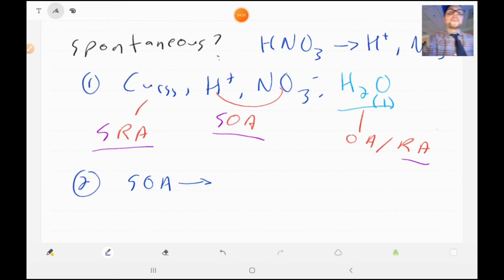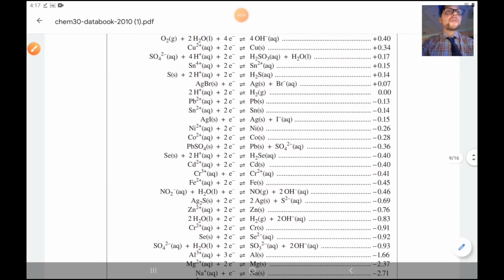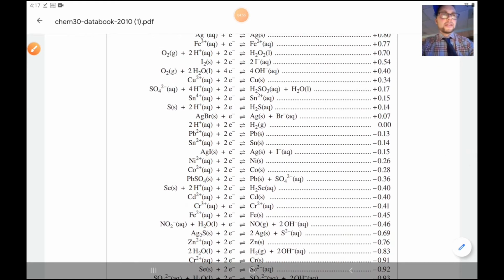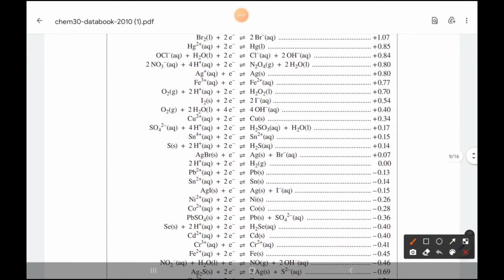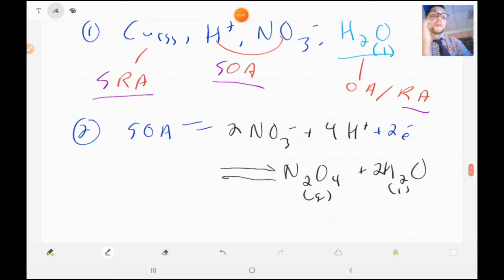So now that we have the SOA and the SRA, we're going to write the half reactions for each for steps 2 and 3. So for the SOA, we go to the data booklet, and we see already the balanced reaction for NO3 minus and H plus. Well, we scroll up, it's right over here. So all we're going to do, remember, you're not rebalancing this reaction, we're just going to write that half reaction down there. And so there's our reaction for the oxidizing agent. Again, just copy from the data booklet.